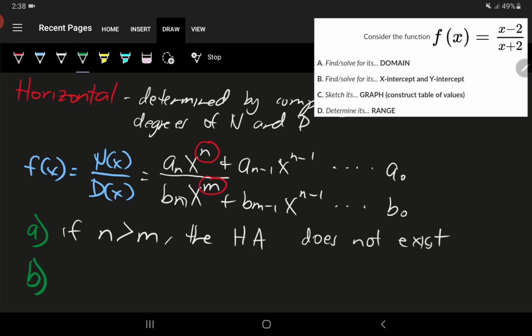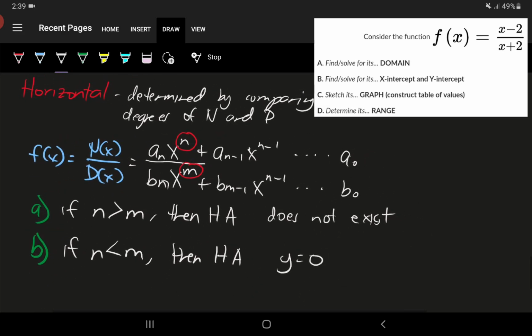Now, for case letter B, dear students, so kabaliktaran naman siya ng first case, which is if the degree or the exponent of our numerator is less than the given degree of our denominator, okay, then the horizontal asymptote is equal to 0. Right? So what do you mean by equal to 0? So that means it looks like the x-axis then. Okay? Kapag sinet natin siya sa ating pinaka-Cartesian plane. Okay? That is our case letter B.